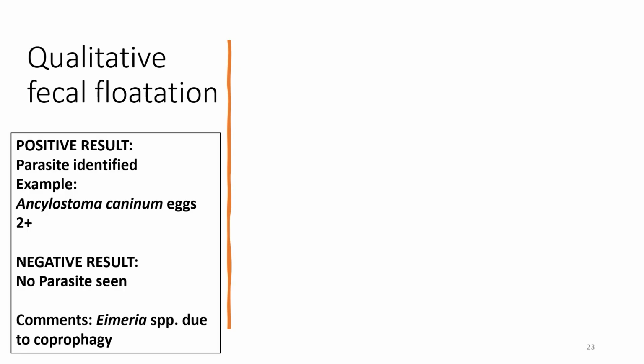Now we do offer, we'll go back to the results here. So if you do see positive results, we will identify the parasite and give you a sort of idea of how many we see on the cover slip that we've used. So an example might be Ancylostoma caninum, which is a hookworm, so that might be 1+, 2+, or 3+. Sometimes we see things that we don't expect to see in canine or feline fecal floats, like coccidia of ruminants, right? So we then might say we saw Eimeria in your fecal float due to coprophagy, and that result might just come in the comments.